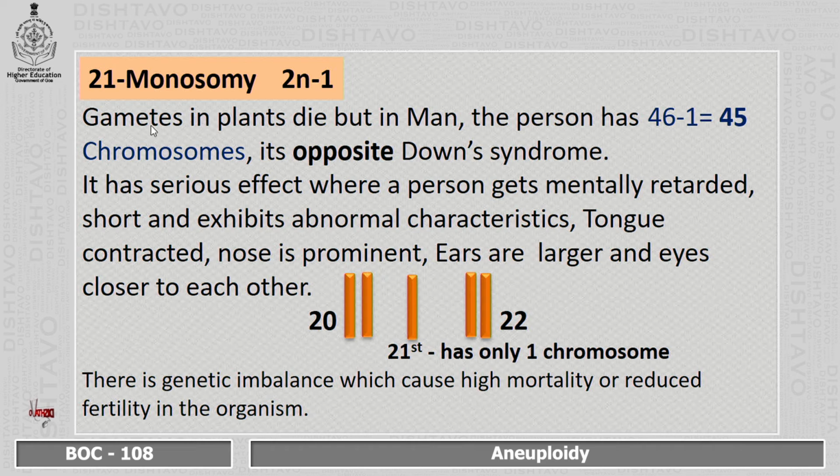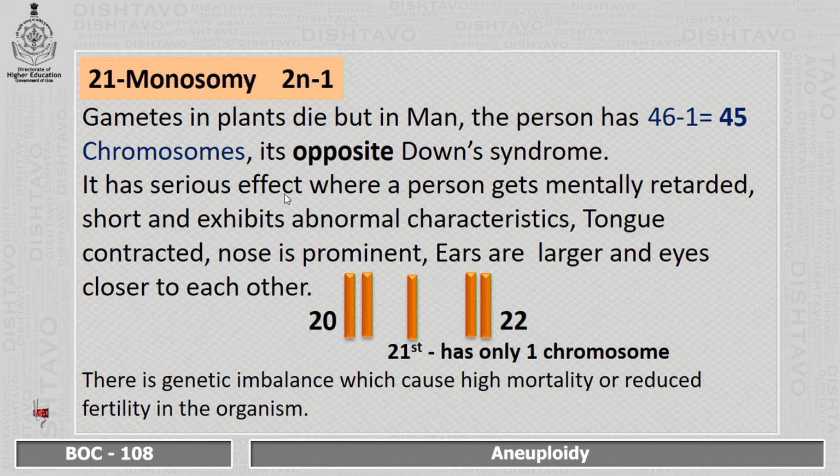Now, we will take an example. Gametes in plants, if they have one chromosome less, normally die. But in man, the normal diploid number of chromosomes is 46. If non-disjunction happens, one chromosome will be less, and the total number instead of 46 will be 45. This is opposite to Down syndrome. We will be learning Down syndrome, but we will further classify why we have taken this here first. So, this is 45.